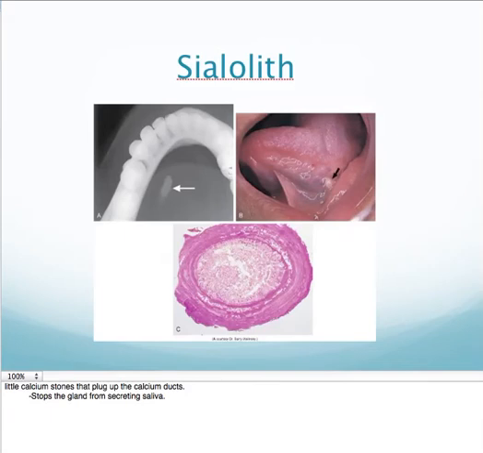You can see in the radiograph it's that big white area, and it's white because it has calcium in it, so it picks up on the radiograph. And basically, again, it's just little calcium stones that plug up the ducts, and it stops the gland from secreting saliva.